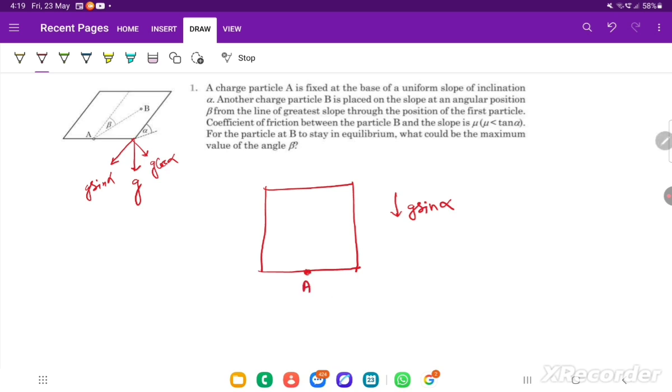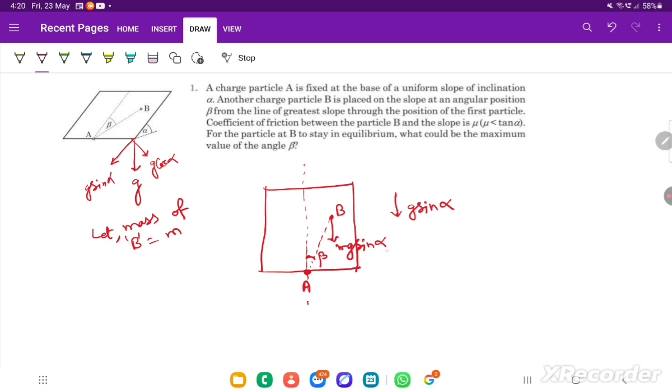Whatever be the charge, I'm not writing this because we will not need that. This is the line of greatest slope, and let's say here is B, another charged particle, which is at an angle of beta from the line of greatest slope, right? So let us first determine what are the forces acting on B. The first one is mg sin alpha downward. Is the mass of B mentioned? No, so we're just assuming that the mass of B is m, right? Let me write it here. Let mass of B equal m.